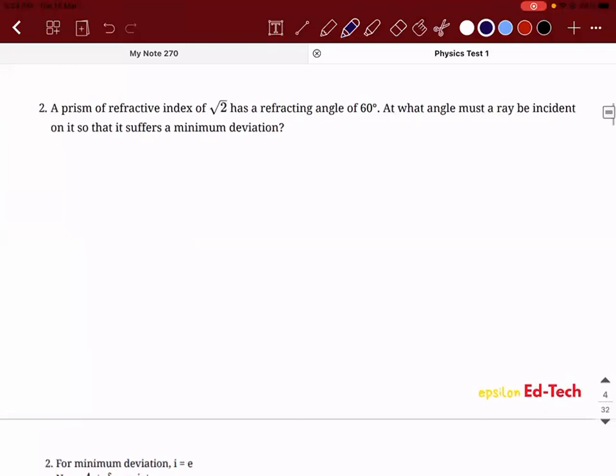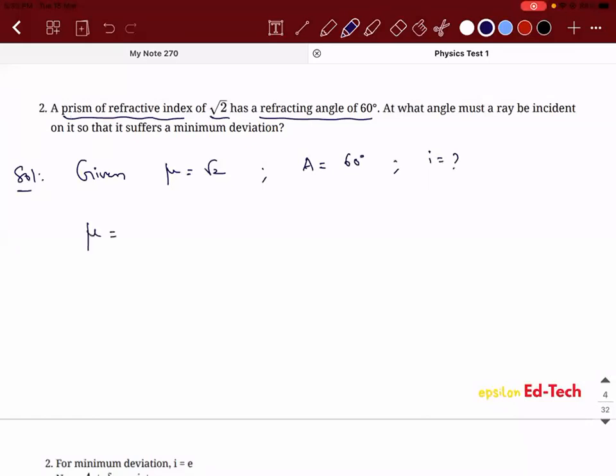Second, there is a prism of refractive index √2 that has a refracting angle of 60 degrees. At what angle must the ray be incident on it so that it suffers a minimum deviation? Okay. So how to solve this? So what are all the given data? Mu is equal to √2. Refracting angle is the angle of the prism, that is 60 degrees. At what angle must it be incident so that it suffers minimum deviation?